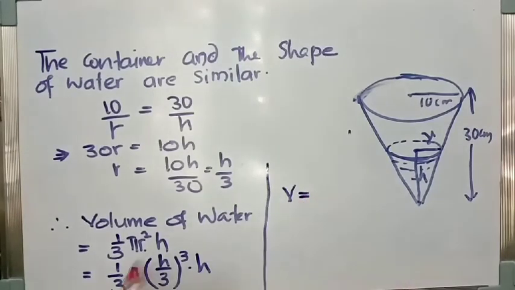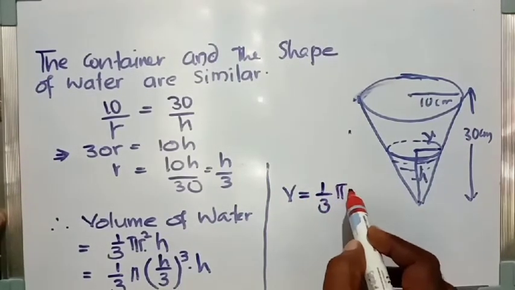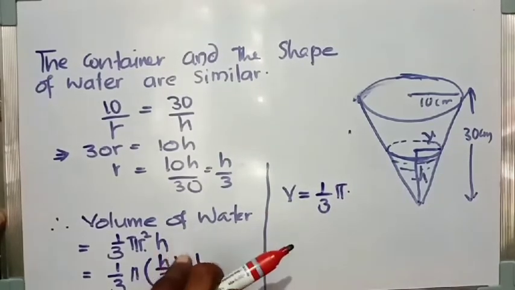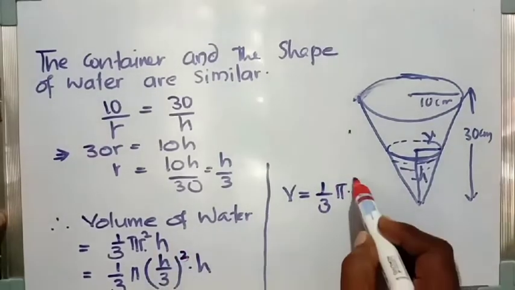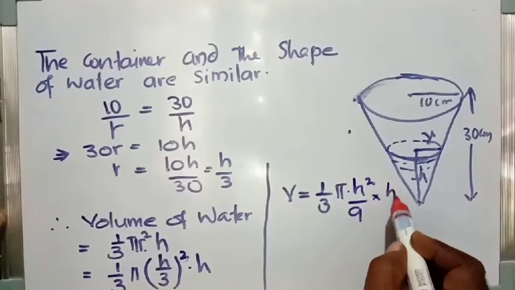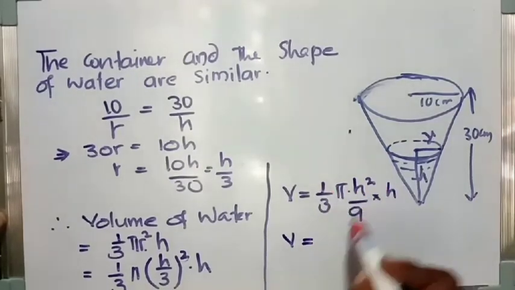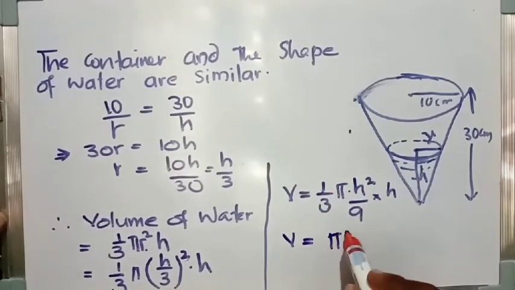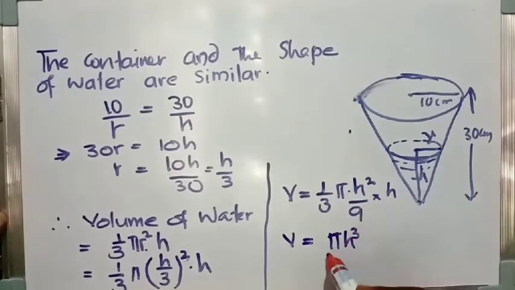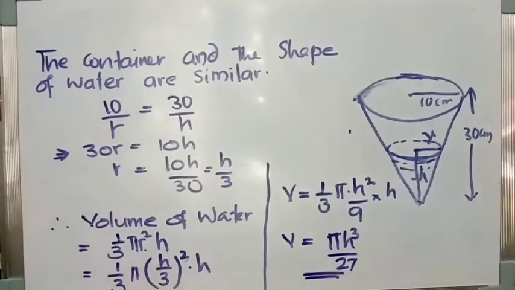That is equal to 1 by 3 pi into, sorry, it's squared, no? h squared by 9 into h. That is equal to pi h cubed by 27. This is the answer we require. Okay.